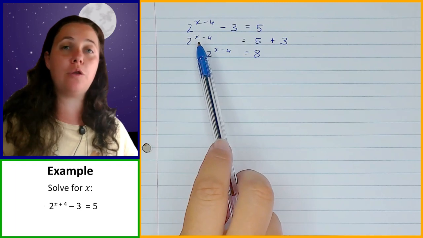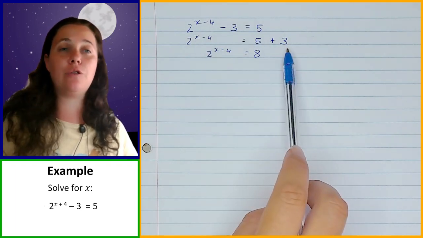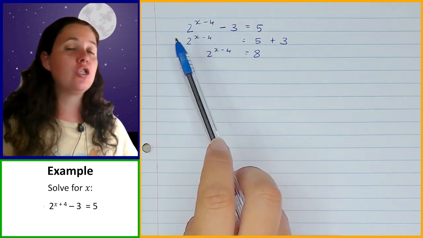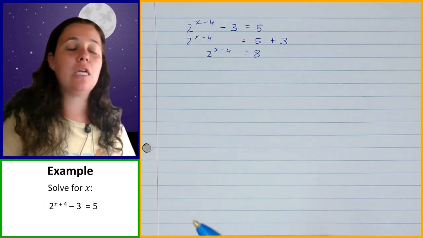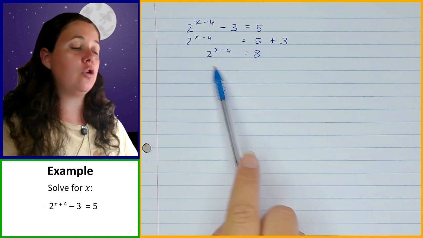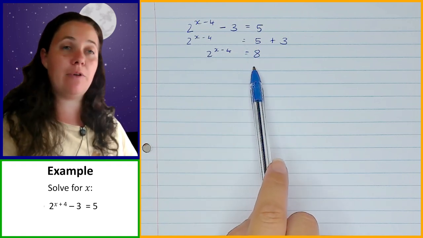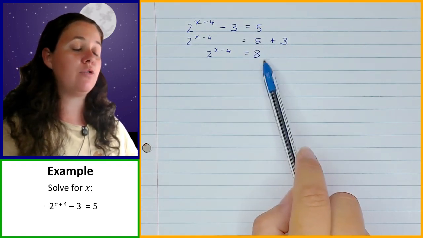Once you've got rid of anything that isn't supposed to be on this side with your unknowns, or if you had any unknowns on the other side you would need to move them as well. So you want your unknowns, or your x's, on the left-hand side, and your constants on the right-hand side. Once you've got it to look something like this, you need to make sure that you have simplified it. I simplified the 5 plus 3, which gave me 8.